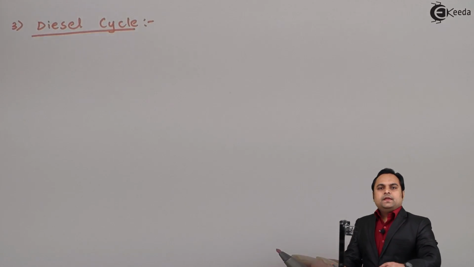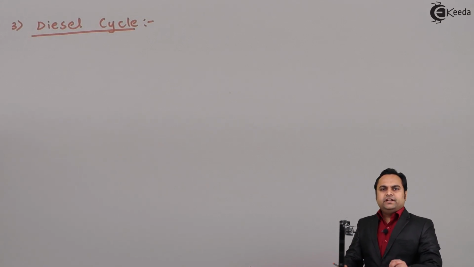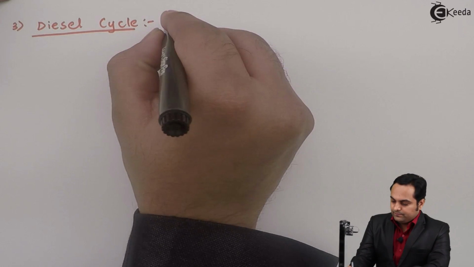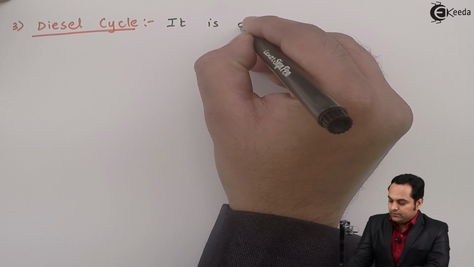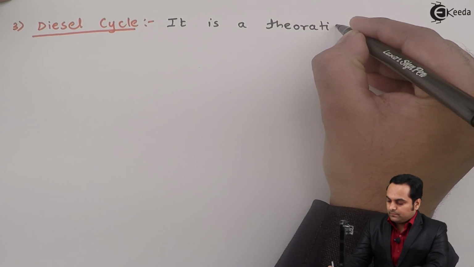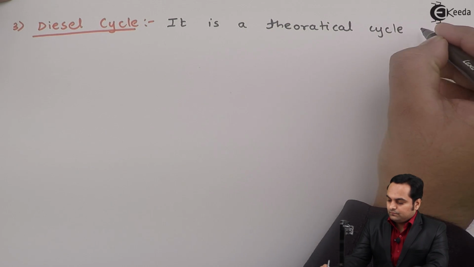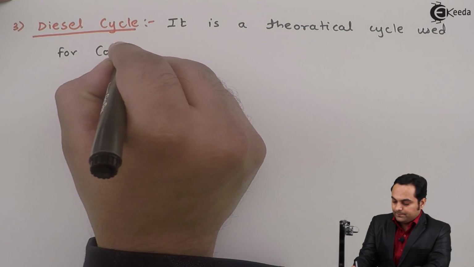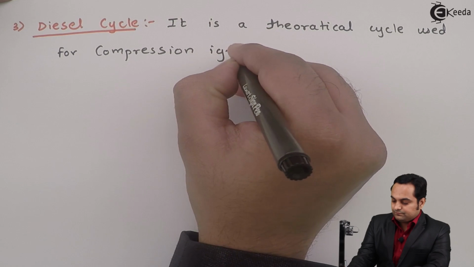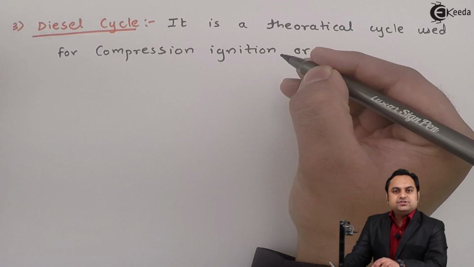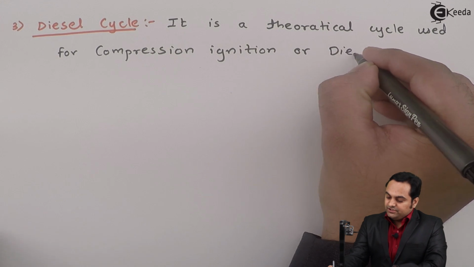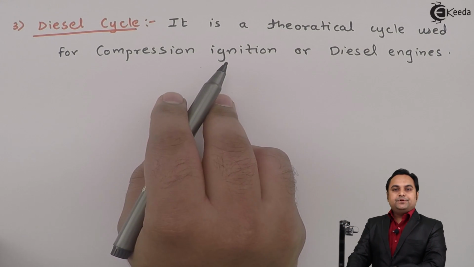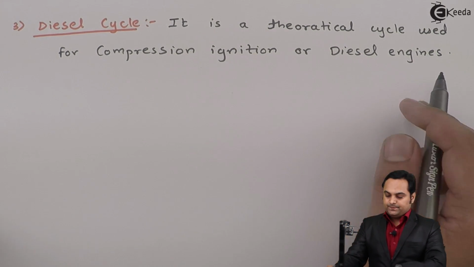Now diesel cycle, it is a theoretical cycle which is used for diesel engines. I'll write it down that it is a theoretical cycle used for compression ignition, or we can say compression ignition engines are also called as diesel engines. So here it is a theoretical cycle used for compression ignition or diesel engines.